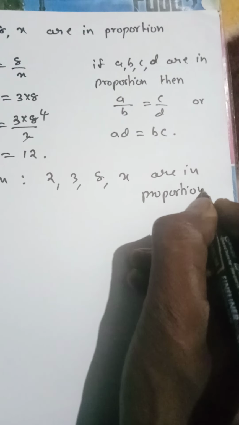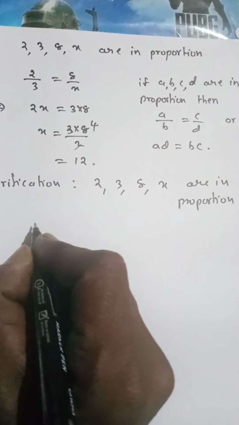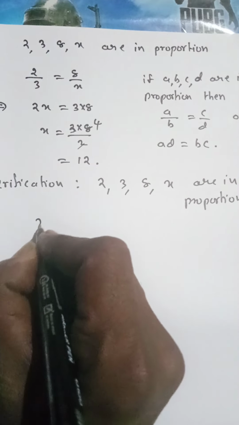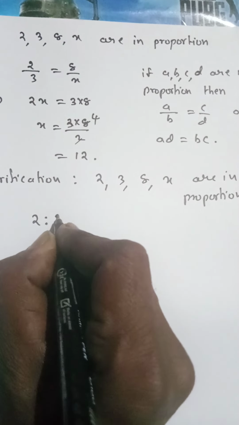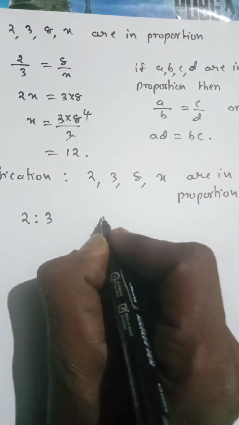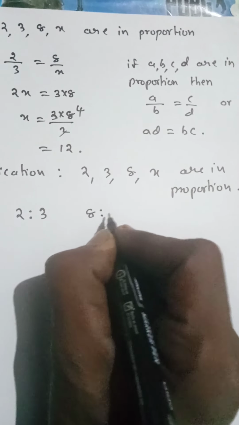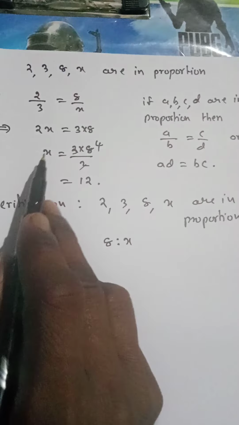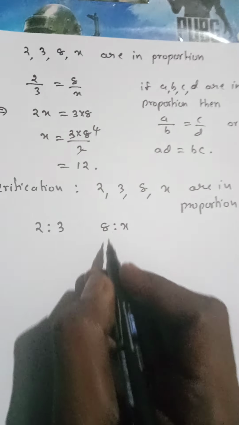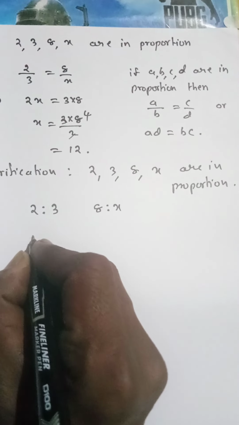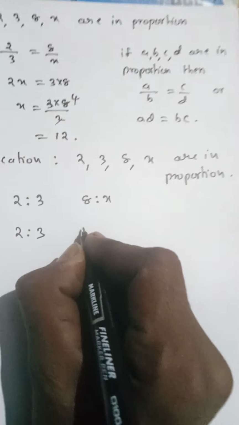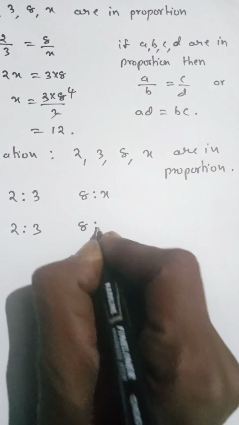Now I want to take the ratio of the first two terms. The first ratio is 2:3, isn't it? Right. And the ratio of the last two terms is 8:x. So the value of x is obtained as 12. If you write the 12 here, what will happen? The first ratio remains the same. The second ratio becomes 8:12.